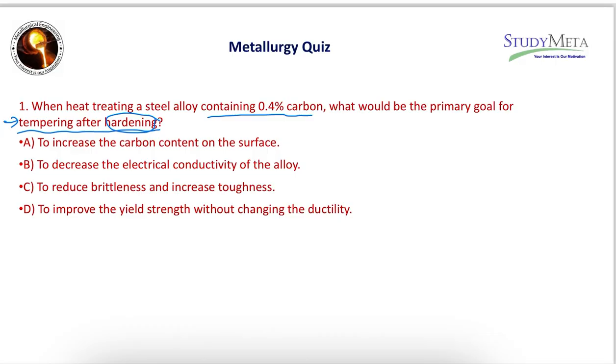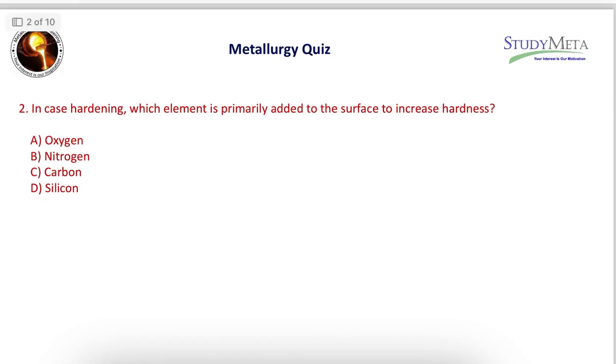First one, to increase the carbon content on the surface, wrong. To decrease the electrical conductivity of the alloy, wrong. To increase the brittleness and increase the toughness, this is what tempering will do. So the correct answer is C here. Now let's go to the second question.